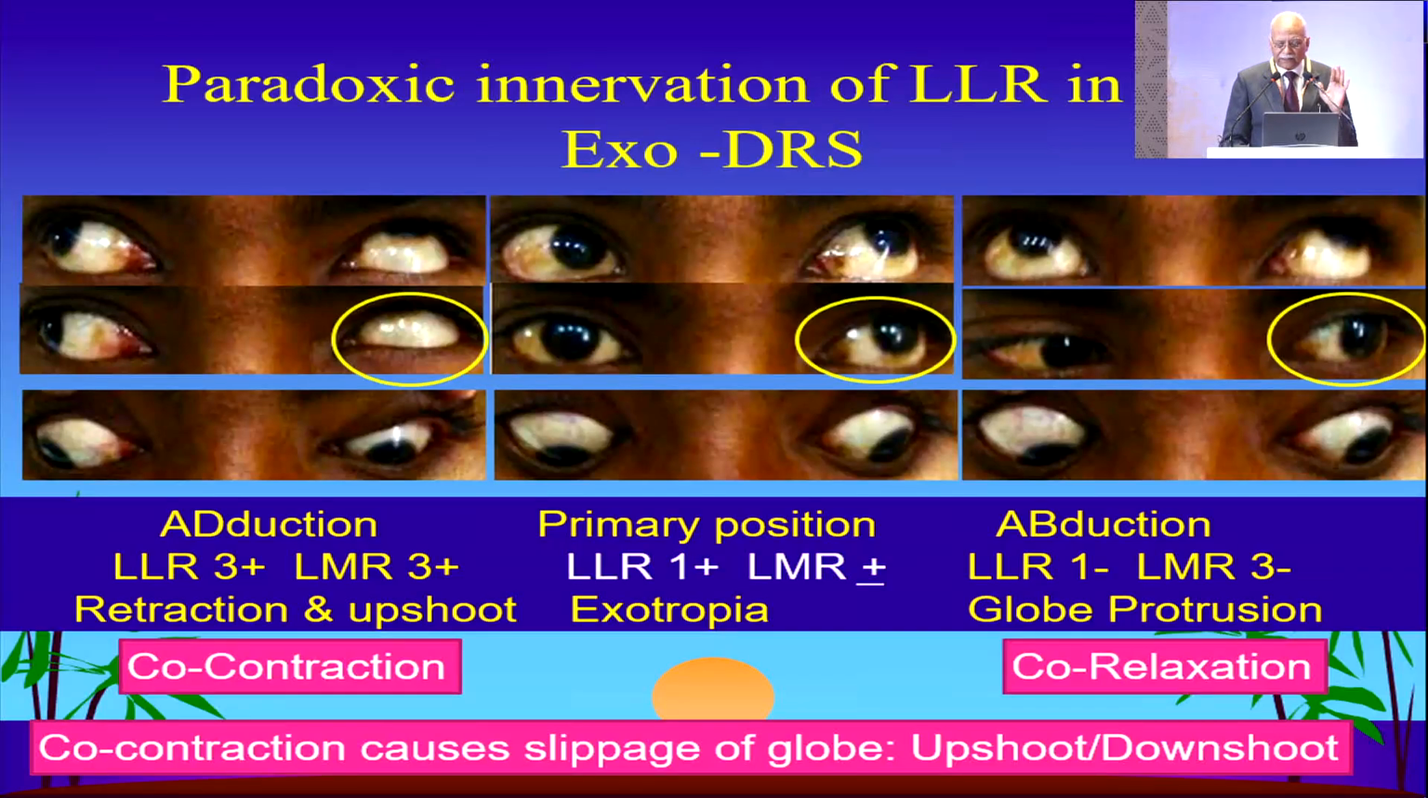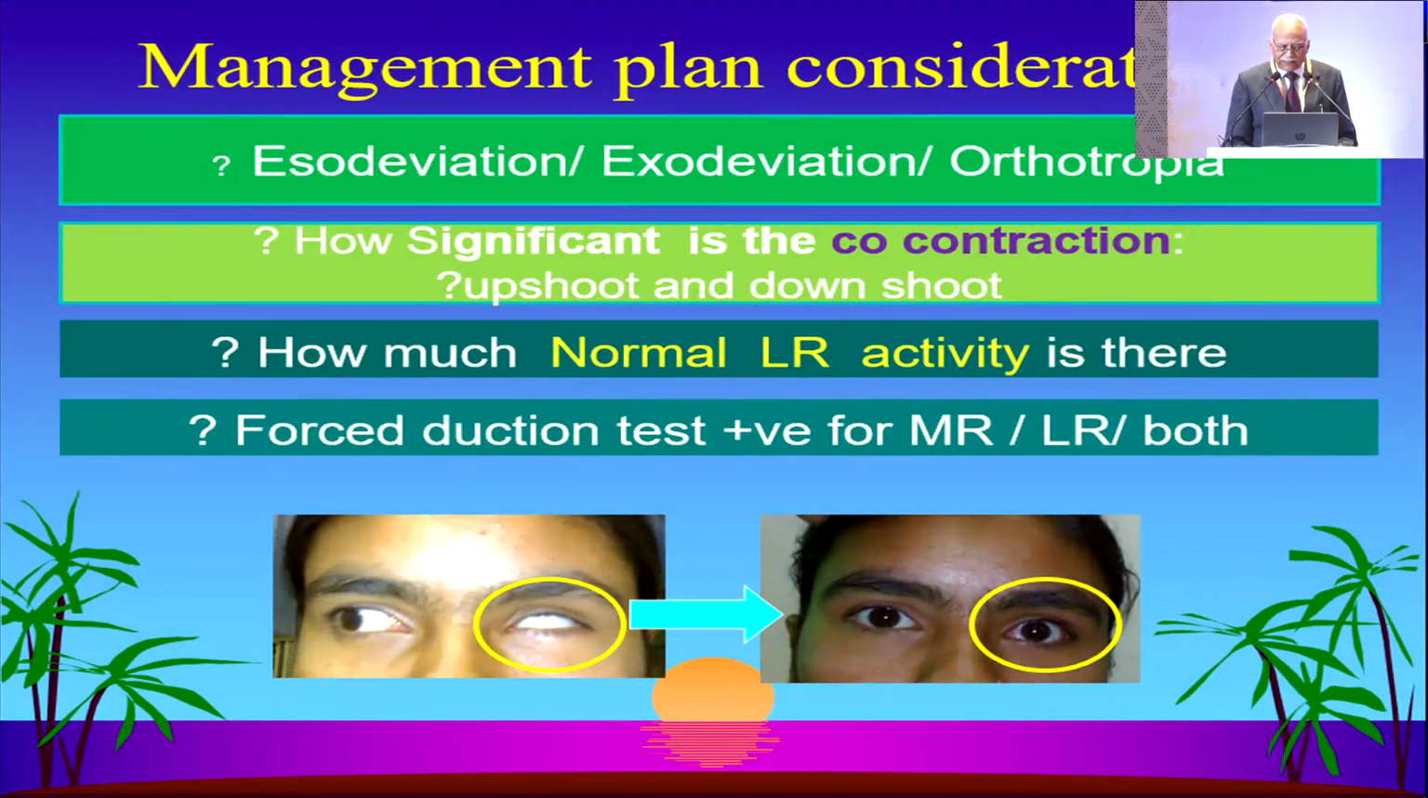So remember, DRS is a condition in which there is paradoxic innervation of the muscles, and the lateral rectus is getting a paradoxic innervation during adduction. How do you manage this? First of all, see whether it's an ESO, EXO, or ortho. If it is ortho, many a times you may just keep it till the time you get a person whom you can send him to, okay, now you handle this case. Otherwise, ESO and EXO may be required to be managed because of the deviation which is manifest.